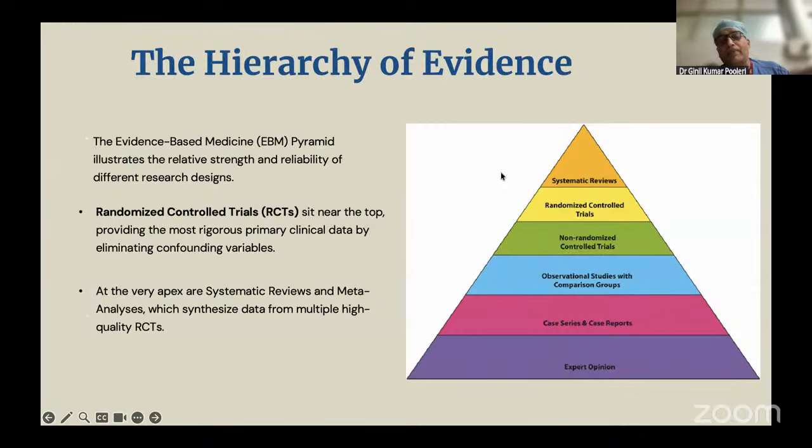In the hierarchy of evidence, this has got a position just below systematic reviews, and this is the best form of identifying the relation and effect between different factors, whether the issue is causing the disease.